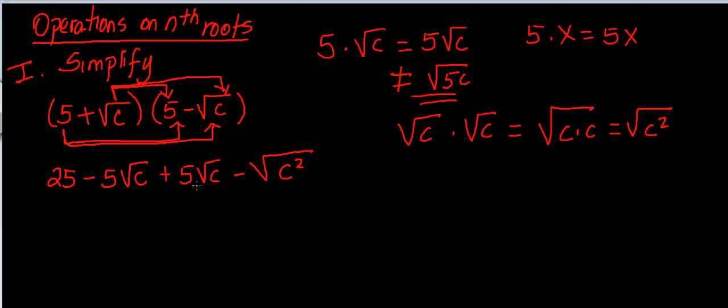25 has no other like terms for me to combine it with, so 25 I keep. Negative 5 square roots of c plus 5 square roots of c, that cancels out and becomes 0, minus the square root of c squared, and the square root of c squared is c. And this is your answer. And that's how you multiply two binomials when you have radicals.